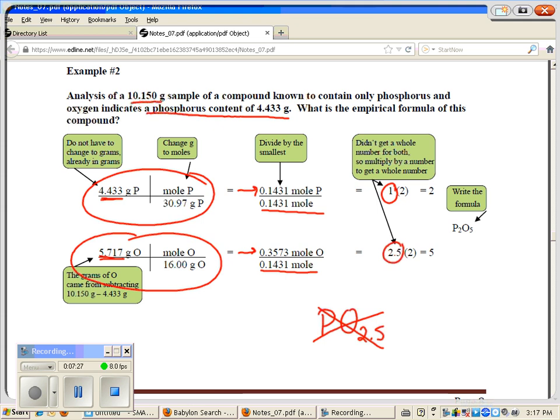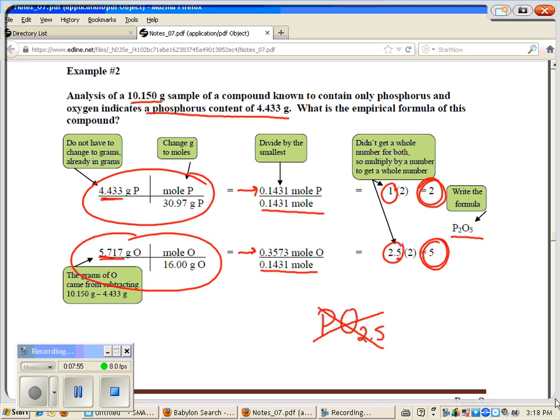In this case, if I have a 0.5 here, if I multiply by 2, the half becomes a whole, technically. And so if I multiply by 2, I get 5. The problem is if I multiply this one by 2, I must also multiply this by 2, and I get 2. That now becomes my subscripts, and I get P2O5. It's very important that you pay attention to your numbers, make sure they're whole.